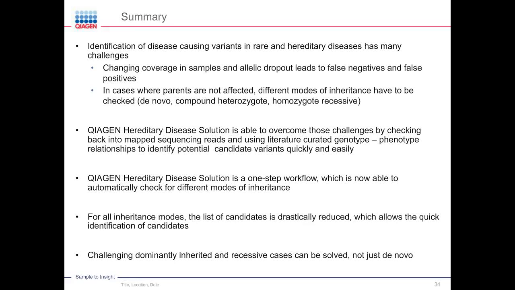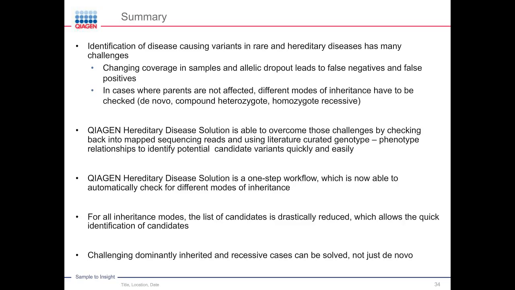So to sum up my talk, I showed you our solution for Kaizen's hereditary disease solution, which is able to overcome challenges you might have when you look for the causal disease-causing variant in rare and hereditary diseases. One of the challenges is low coverage or allelic dropout, which leads in that case to many false negatives, so you might not actually identify the disease-causing mutation, but also false positives. Some of the variants will show up, let's say, as de novo candidates, but they're actually not.